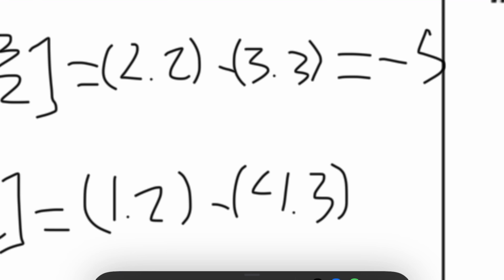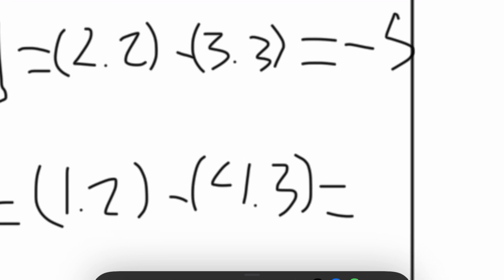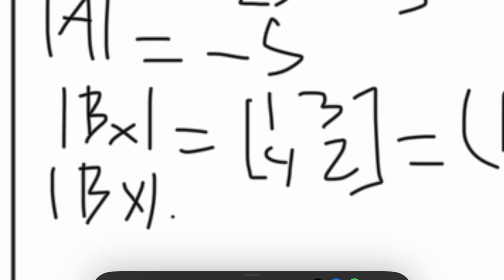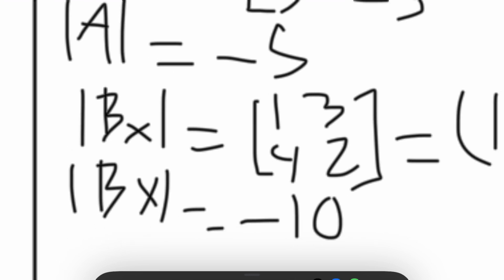1 times 2 is 2. 4 times 3 is 12. This gives us 2 minus 12, minus 10. Our determinant for x is minus 10.